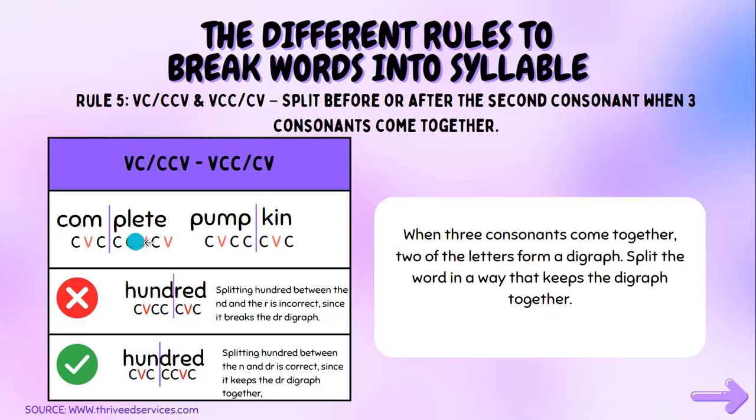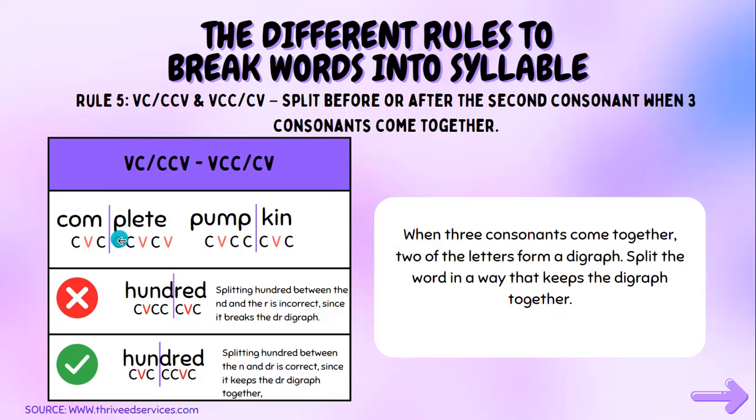For example, in the word complete, even though P and L are two different letters, they're part of the same digraph, the same sound, and they make the pl sound. And M makes the m sound. So even though there are 3 letters, there are only 2 different consonant sounds because the digraph is treated as one consonant. So now we know that if the PL digraph is one consonant, how do you think we would split it?